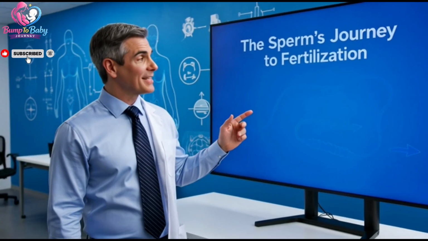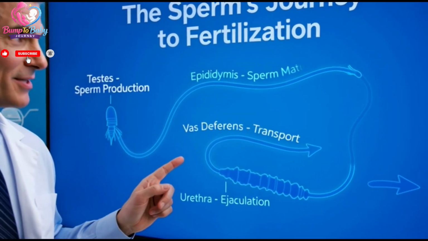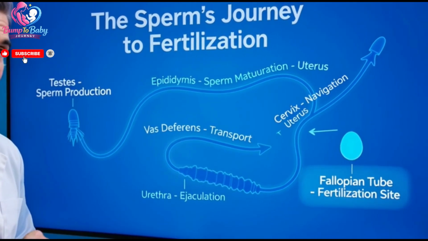The sperm's journey begins in the testes, where production occurs. It matures in the epididymis, then travels through the vas deferens. Ejaculation propels it through the urethra into the cervix and then it reaches the fallopian tube for fertilization.